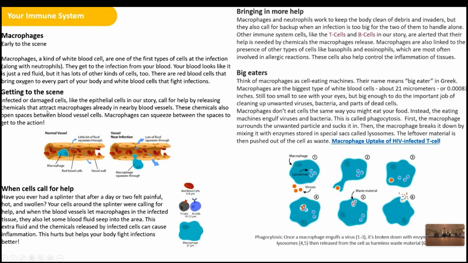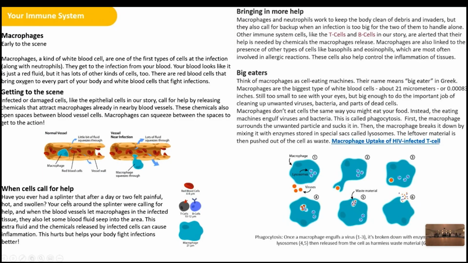So let's say that you got cut, or you fell off a bike and you scraped your knee. Infected or damaged cells, like your epithelial cells that we just talked about, release chemicals that attract macrophages in nearby blood vessels. And these guys will come in. They really can squeeze in through some really small spaces. And they will come in and start pretty much getting to work.